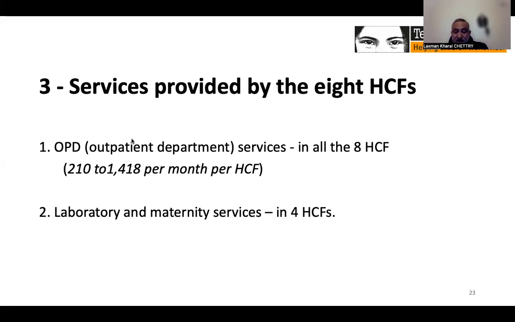Regarding the services provided by the costed 8 healthcare facilities, all 8 offer outpatient department services, and half of these facilities are also equipped to provide laboratory and maternity services, including delivery. These are 8 out of the 10 primary healthcare facilities located in the municipality, which serves approximately 58,000 people. The remaining 2 facilities were excluded from the costing analysis because one lacked its own building infrastructure, and the other was undergoing construction for upgrading to a hospital.